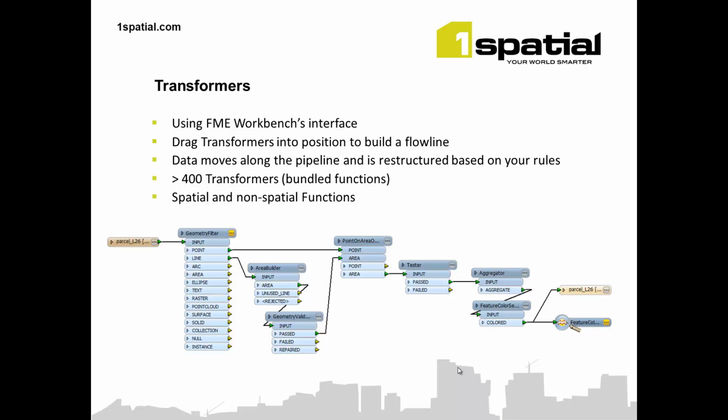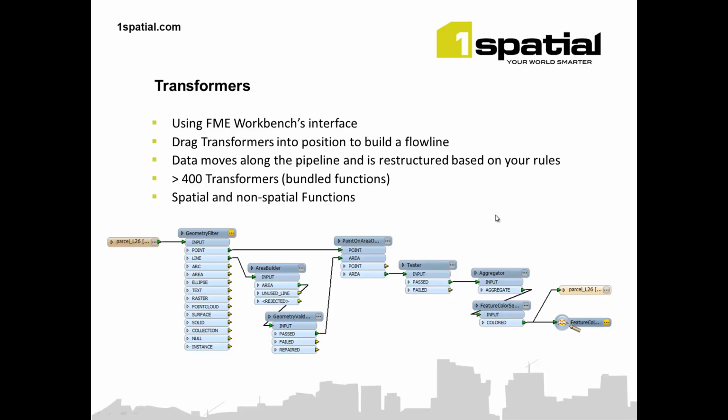This is a typical view of an FME workspace. You can see on the left hand side a reader reading in some data. On the right hand side you can see a writer. This is where the data is going to. And the blue things in the middle are transformers. They do the restructuring job, and they manipulate the data and route it around the process through different tasks.